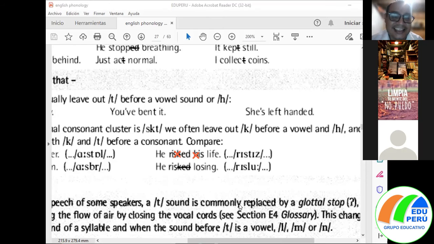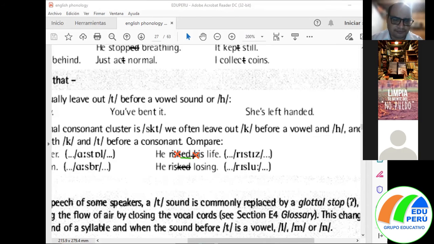Notice that this ed, remember, the ed that you have here is pronounced with the sound ta. This ed is not risked-id. It's not risked-id, no, risked. This ed is pronounced with the sound ta. And then you have the sound ha. So you omit the sound ha and you join. He risked his life.